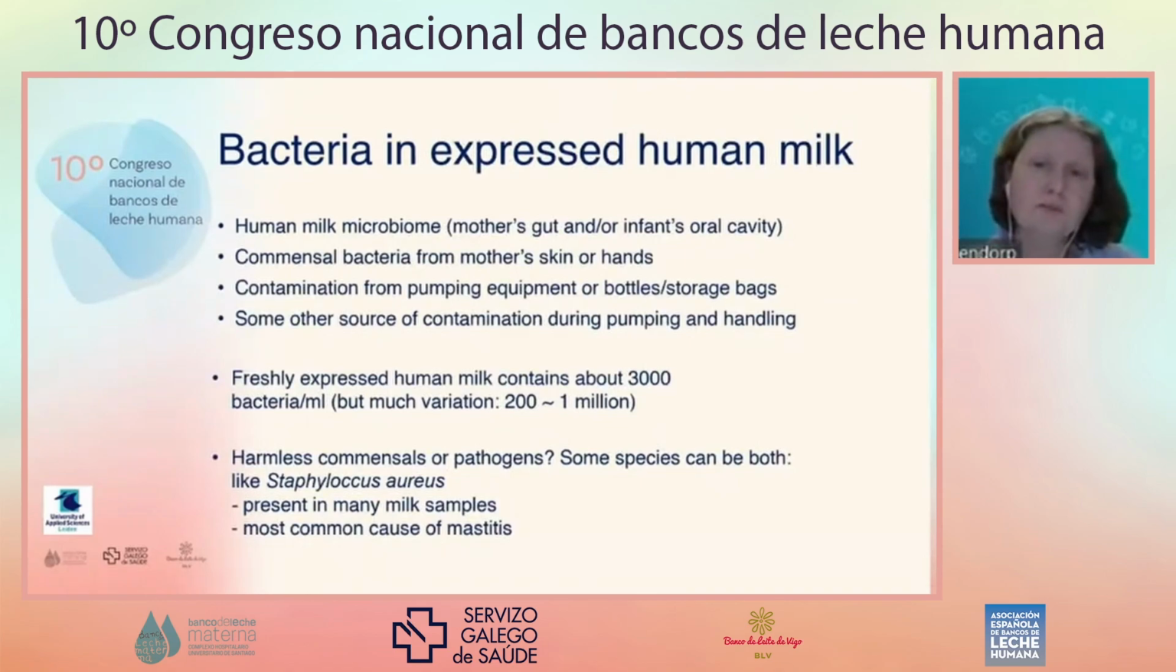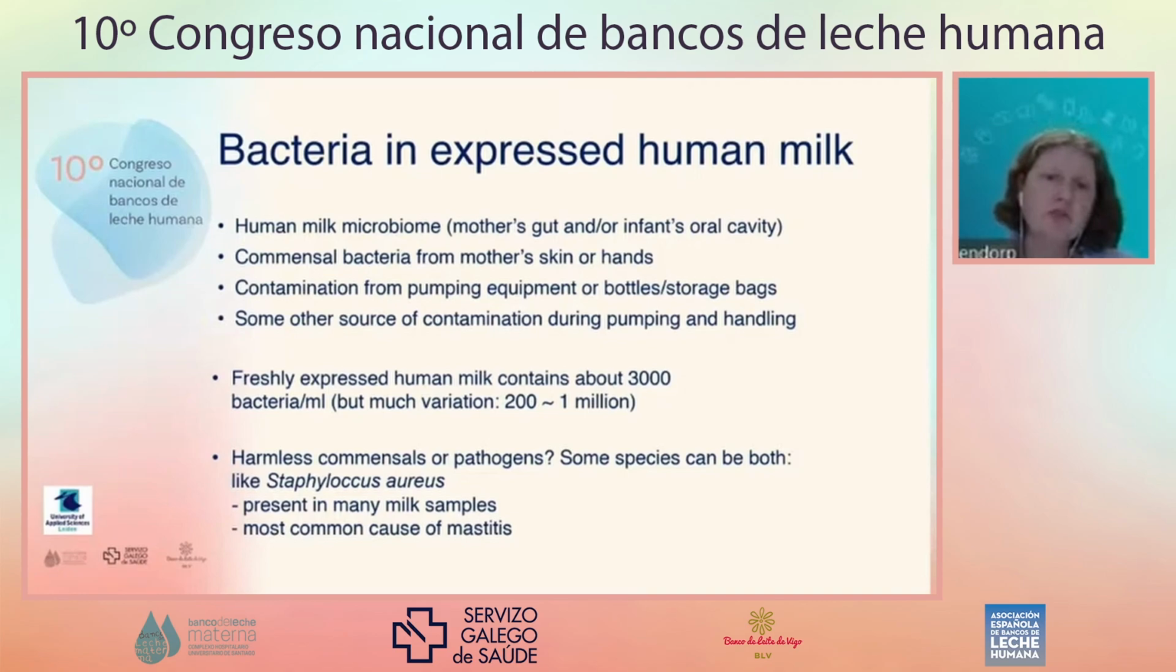So when we look at what kind of bacteria we find in milk, where do they come from? Of course, the bacteria we find are already there, so they're part of the human milk microbiome. But by handling the milk, pumping, you would also find commensal bacteria from the mother's skin and hands. And commensal means, for those of you that don't know, that they usually live together with people, so they're supposed to be there. But of course, there could also be some other kind of contamination from the pumping equipment, or maybe the bottles or storage bags that are used, or some other kind of contamination during the pumping and handling.